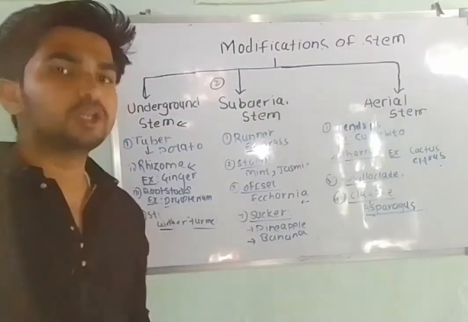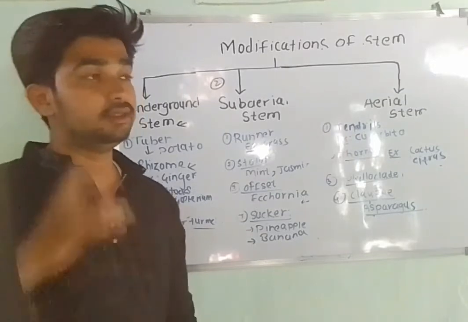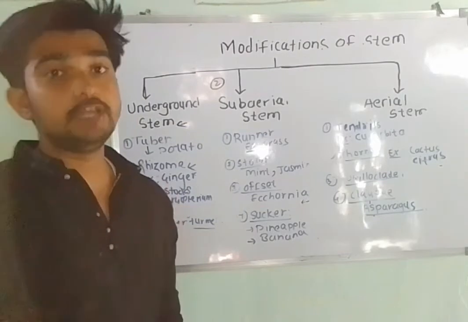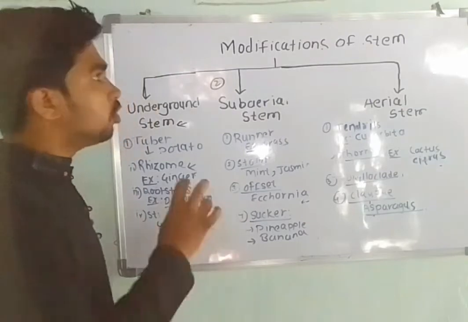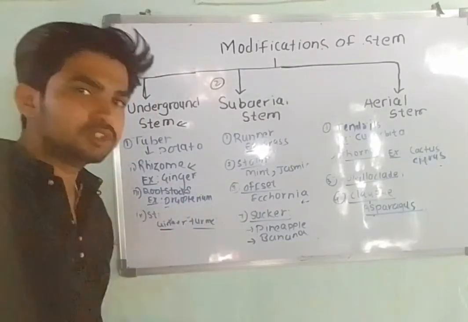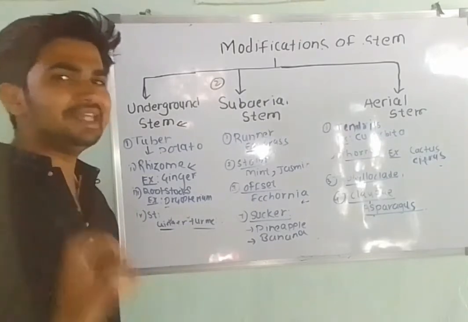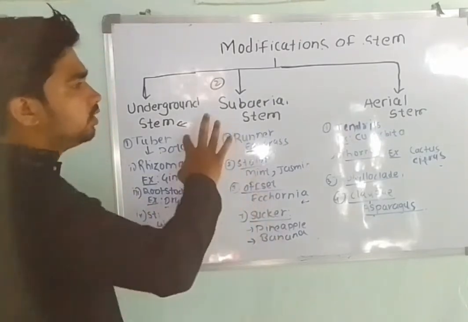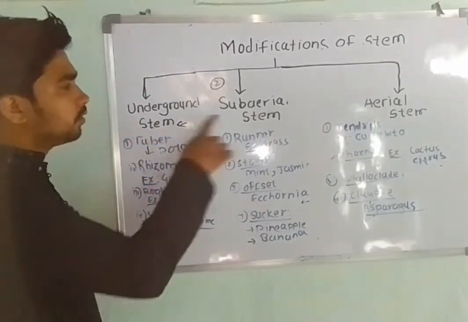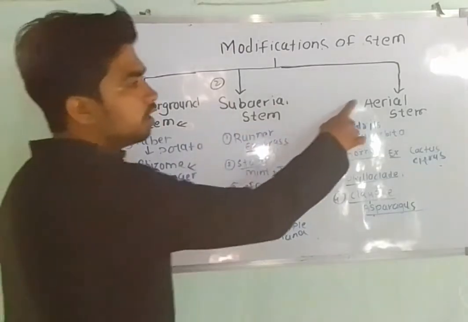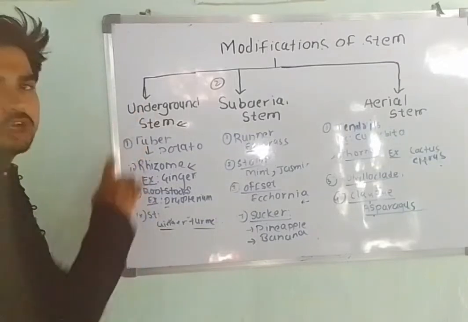Modifications relate to importance. If you look at the stem, what is the function of the stem? The stem's function is to give protection and support to the plant. Now, for modification of the stem, the stems are divided into three types. What are the three types? Number one, underground stem. Number two, subaerial stem. Number three, aerial stem.